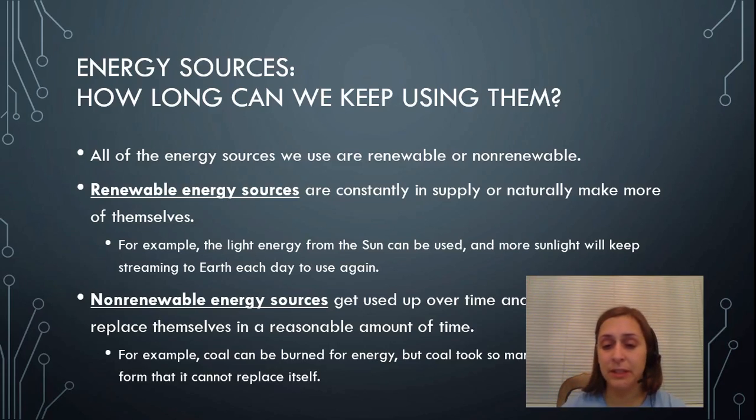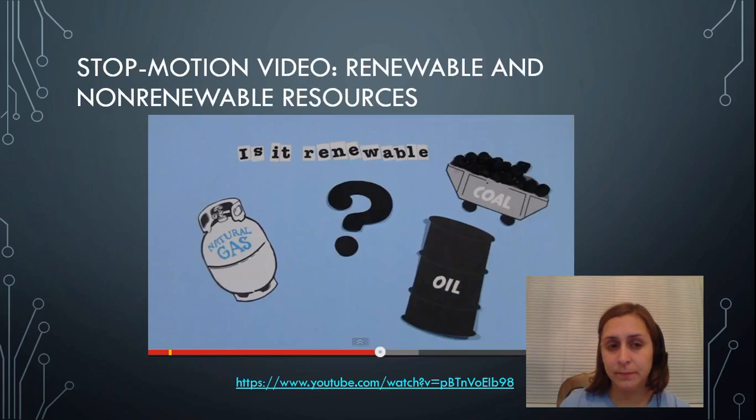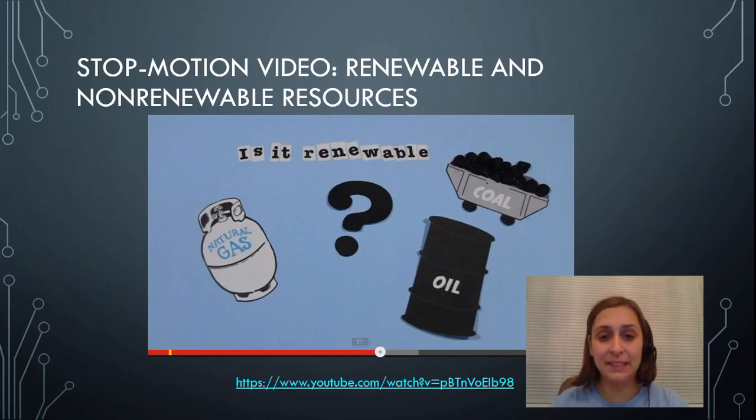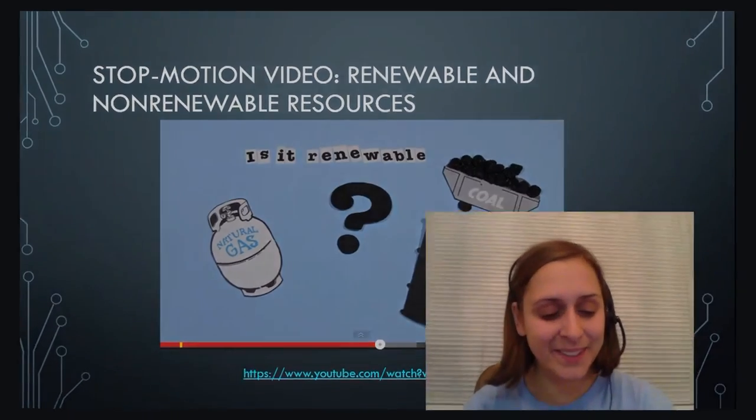Non-renewable energy sources get used up over time and cannot naturally replace themselves in a reasonable amount of time. For example, coal can be burned for energy, but coal took so many millions of years to form that it cannot replace itself in time for us to use it again. Take a look at this stop-motion video on renewable and non-renewable resources to find out more and see some cute visual examples.